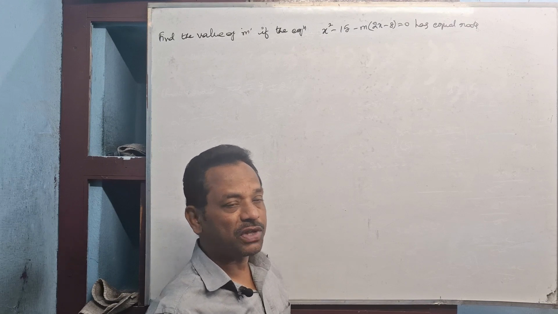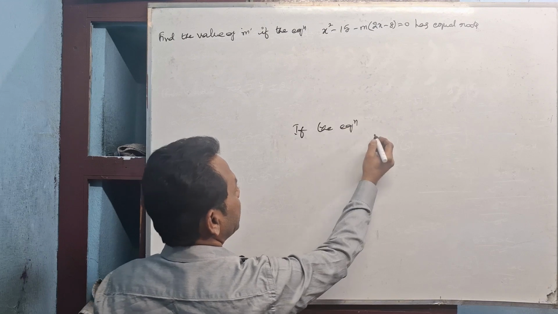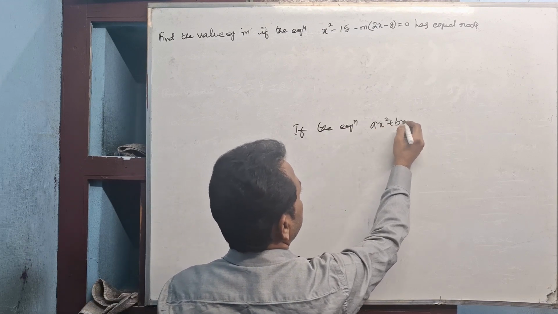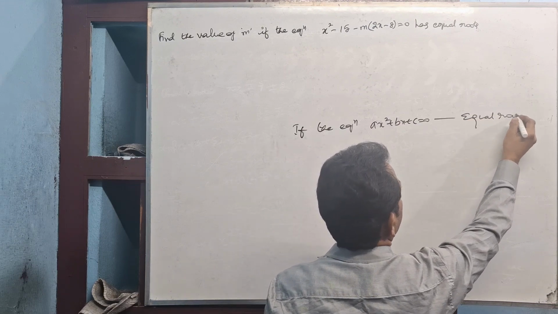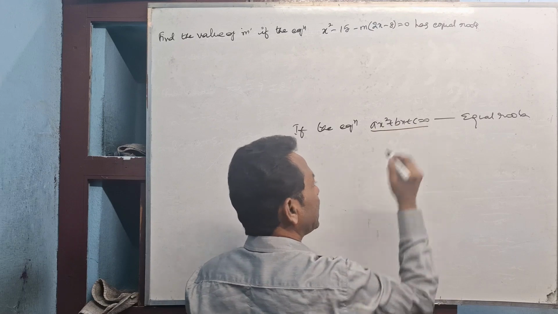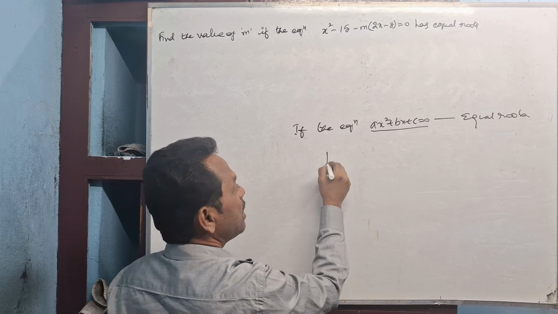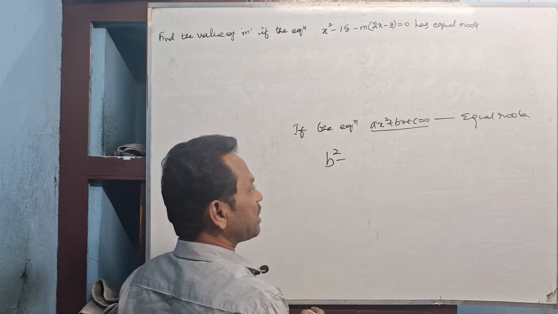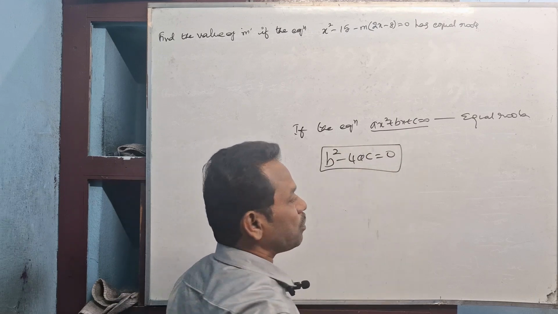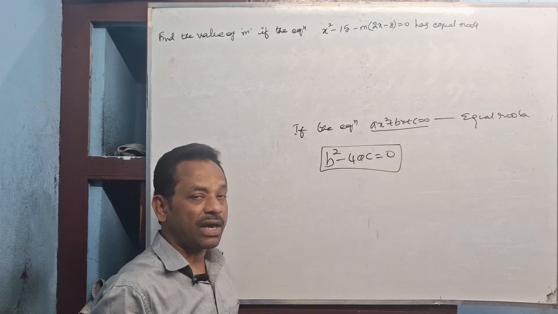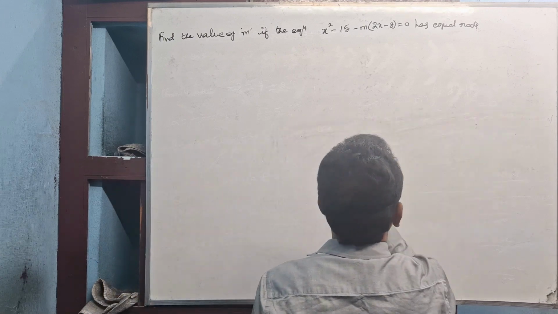Make a note of this. If the quadratic equation ax square plus bx plus c equal to 0 has equal roots, then we can say the discriminant b square minus 4ac equals 0. Now this condition is used when the given quadratic equation has equal roots. So I'll be using this condition to solve this question.